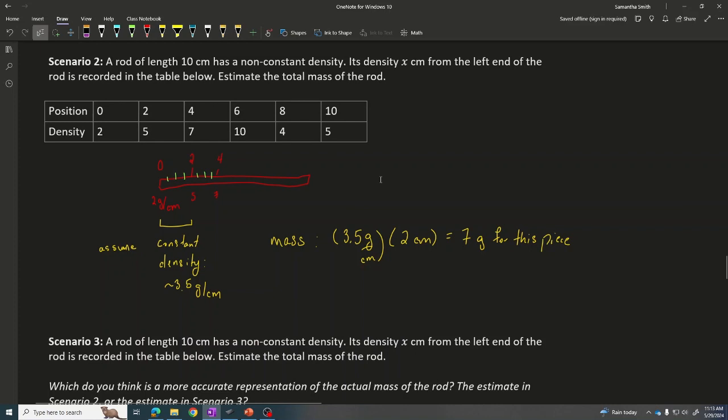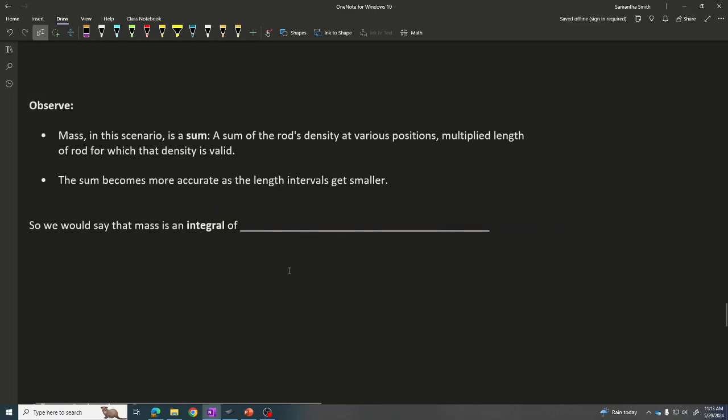An integral. And so what I would say in the language of this class is that mass is an integral. Mass is an integral. It is a sum. A sum of what? Mass can be found by adding together density times length. So I would say that mass is an integral of density with respect to length.